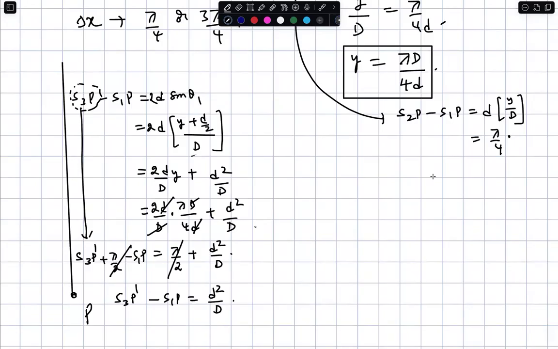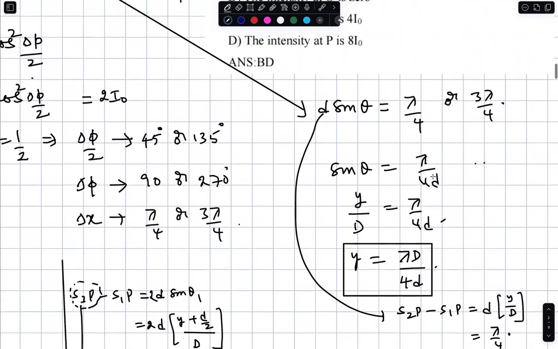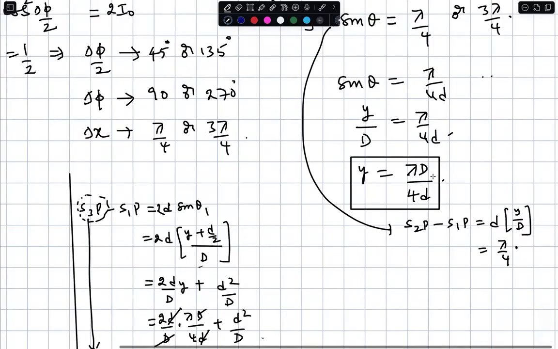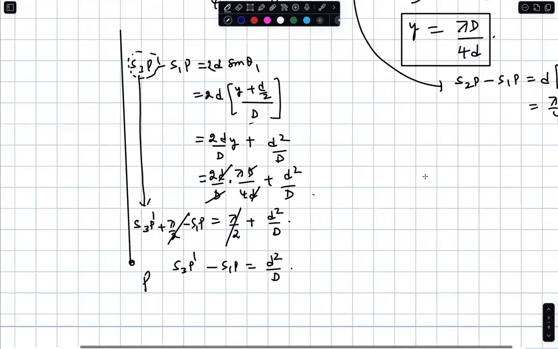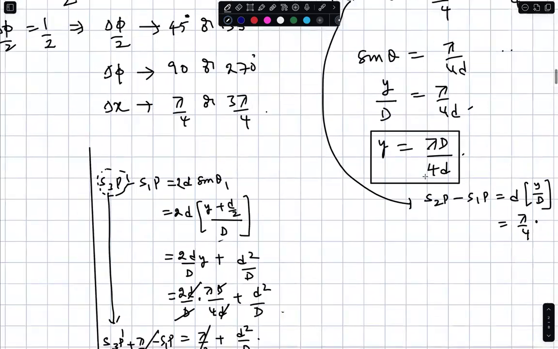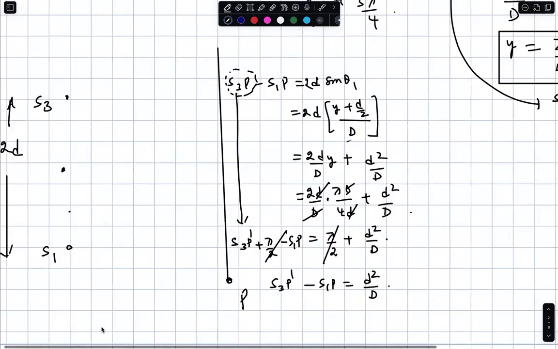Now, similarly, I will make one more arrangement, S4P minus S1P.